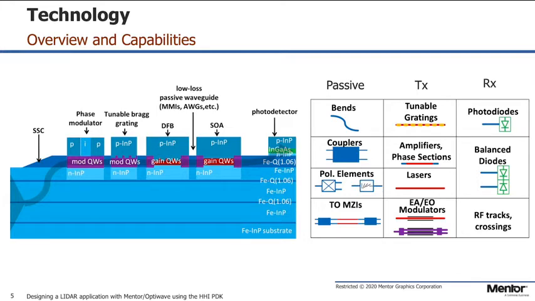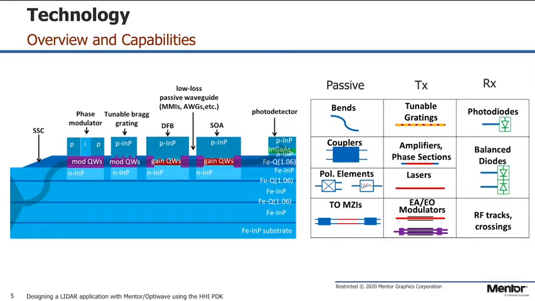With this configuration, you can have not only regular detectors, but also balanced detectors. And crucially, you have low loss RF routing because the substrate and the waveguide layers are not doped. So that gives you a wide variety of building blocks. As you can see on the right-hand side of the table, we offer a number of couplers. We are pretty proud to say that we offer full polarization functionality, namely polarization rotation and splitting.